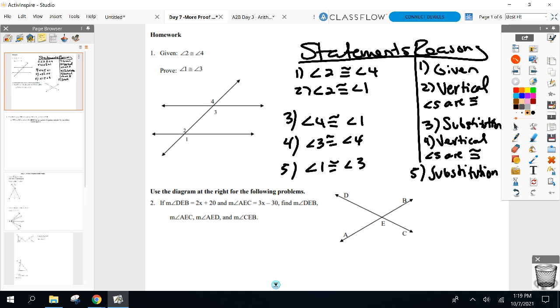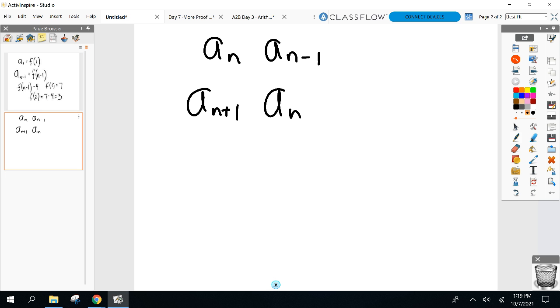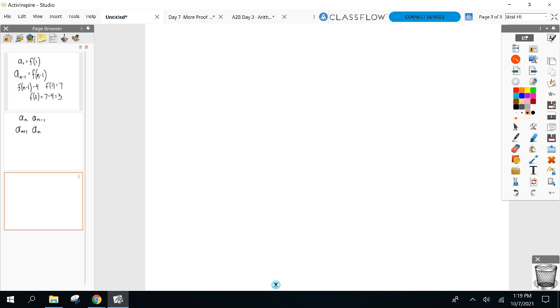You're going to see this again when you work in your groups on the proofs today. Substitution. Keep this in mind: substitution can only be used on two at a time, not three or more, two at a time. Okay? Here's what I mean. Something very simple, but it'll get the point across.